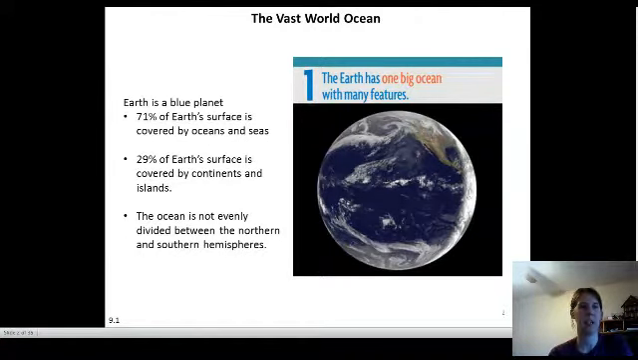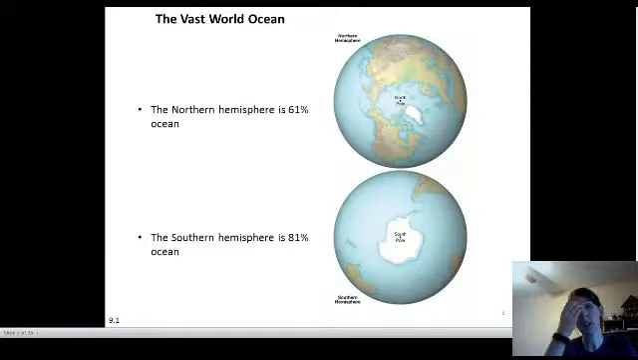Earth is a blue planet. 71% of the surface is covered by oceans or seas. Only 29% is continents or islands, and the ocean is not evenly divided between the northern and southern hemispheres. The northern hemisphere is about 61% ocean. However, the southern hemisphere is 81%. This is something I never really thought about. You don't realize how much of the continental landmass actually exists in the northern hemisphere.